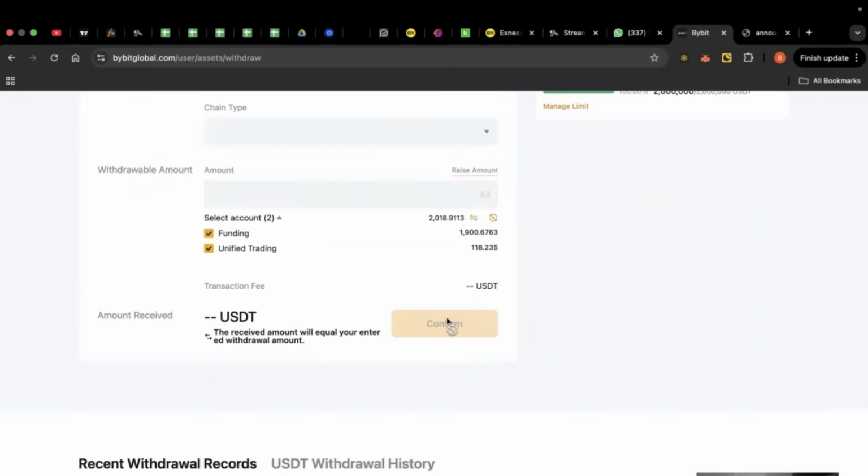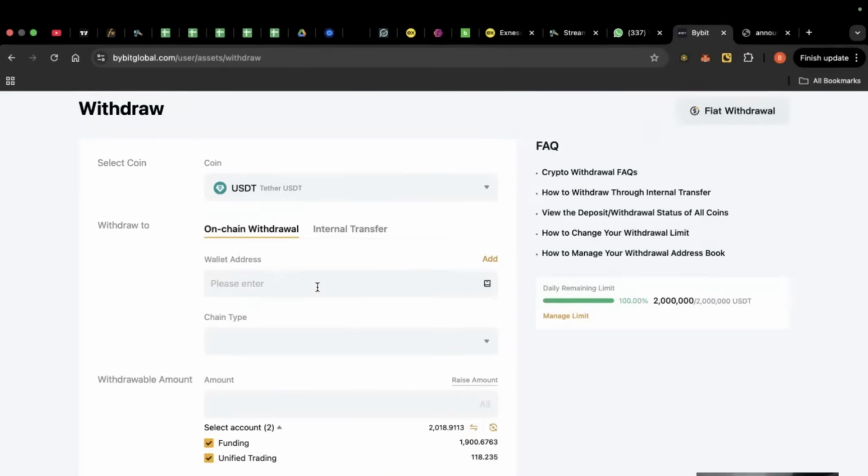Then on this wallet address, I'm going to put my Trust Wallet or MetaMask wallet address and the chain type, which is TRC20. Once I do that, I'll put the amount of money I want to withdraw, and click on confirm. And that's just how to go around it.